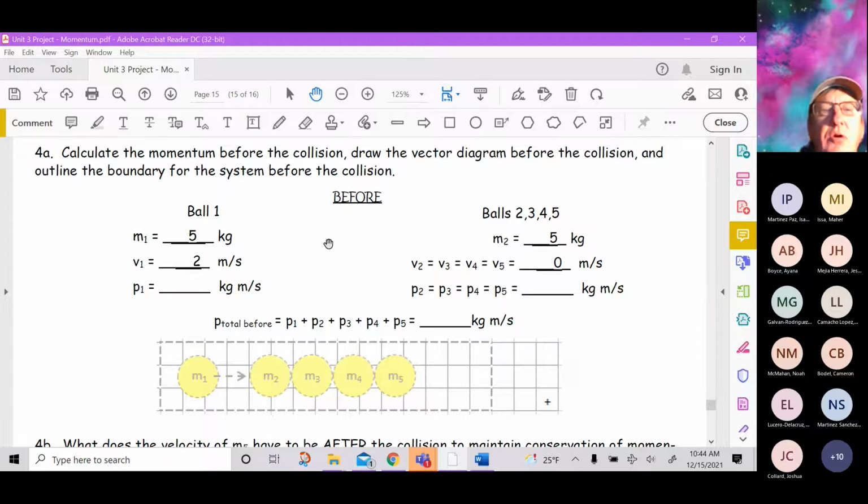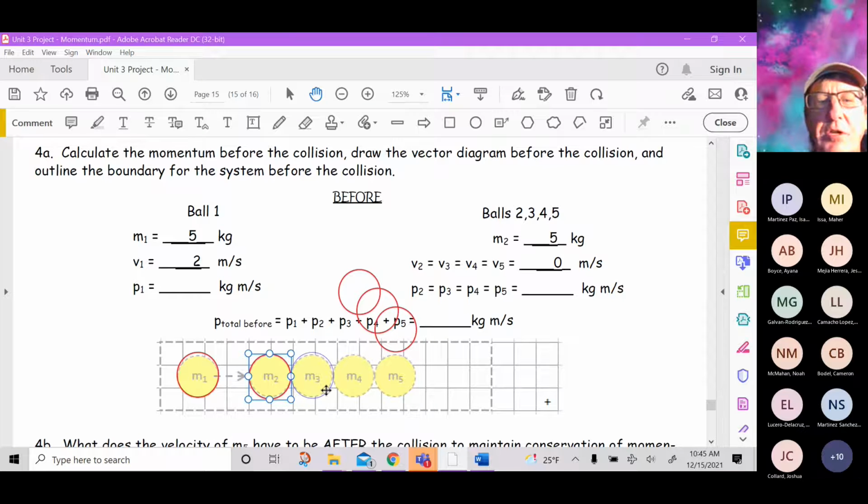So, each ball has a mass of 5 kilograms. We're going to say that ball number 1 came swinging in here with a velocity of 2 meters per second. Right? So here's ball number 1. I'm just going to copy and paste that four more times. There's ball 2, ball 3, ball 4, ball 5.